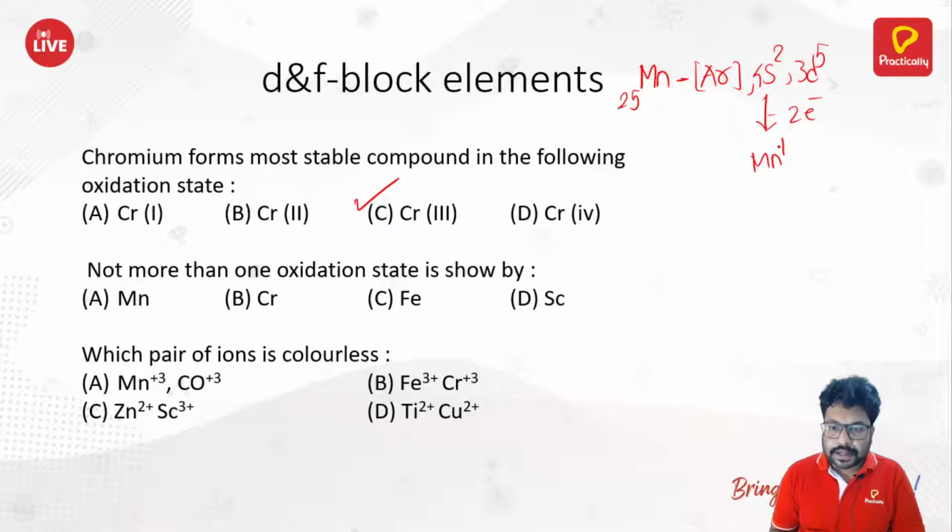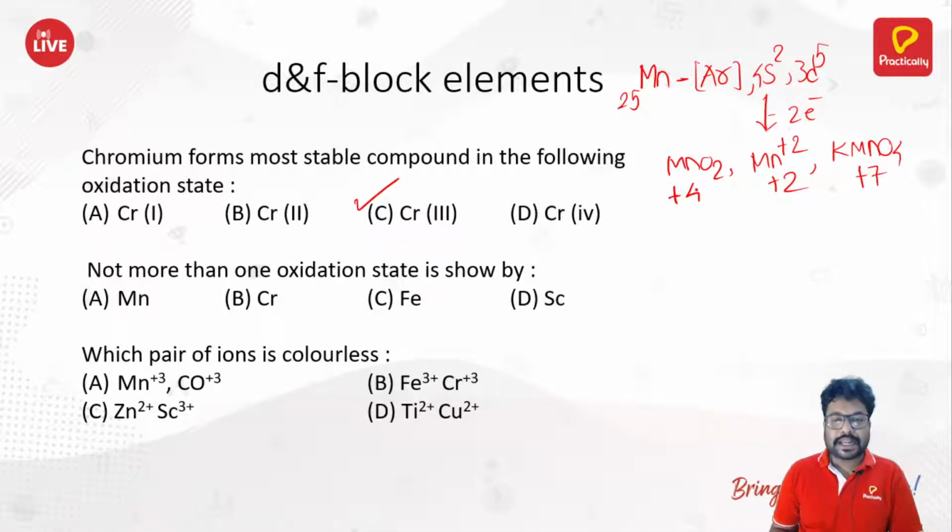Manganese can exist in a plus 7, and we know the compound of manganese called KMnO4, right? In KMnO4, the oxidation state of manganese is plus 7. Here it's plus 2. Manganese has one more compound called MnO2, where the oxidation state of manganese is plus 4. So it must be quite clear to you that manganese does not exist in only one oxidation state. So manganese cannot be our answer. That's for sure. Then chromium.